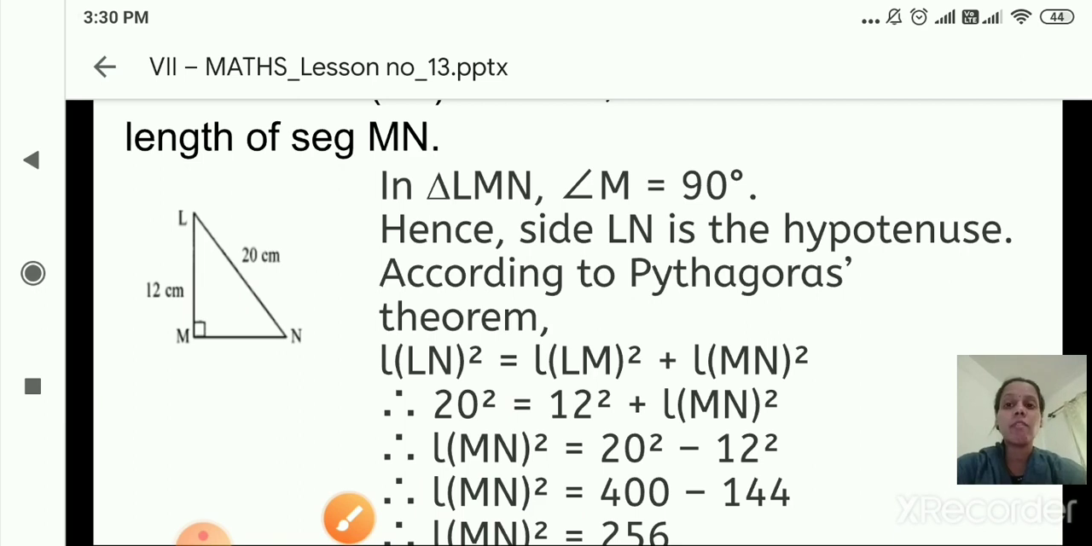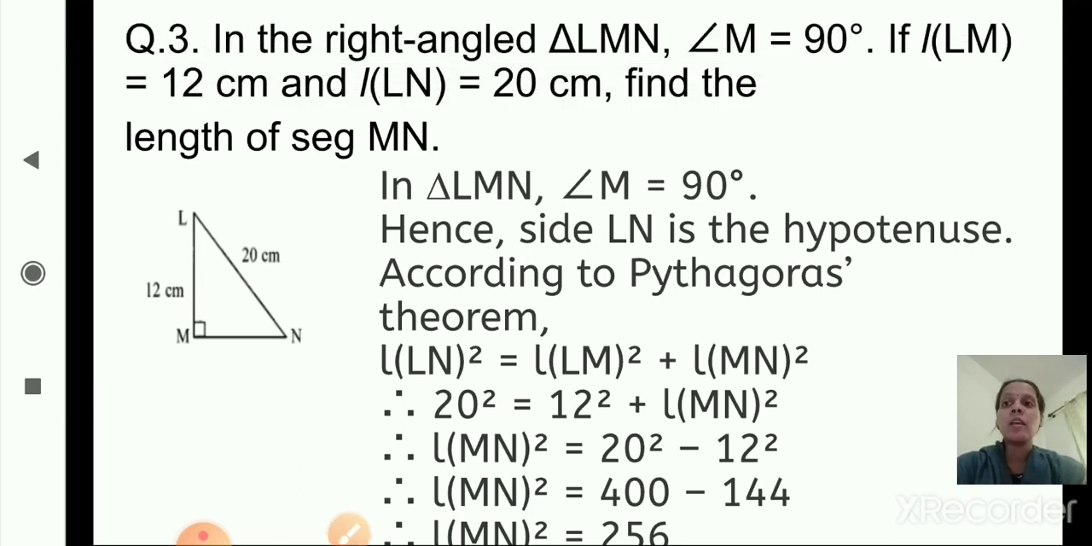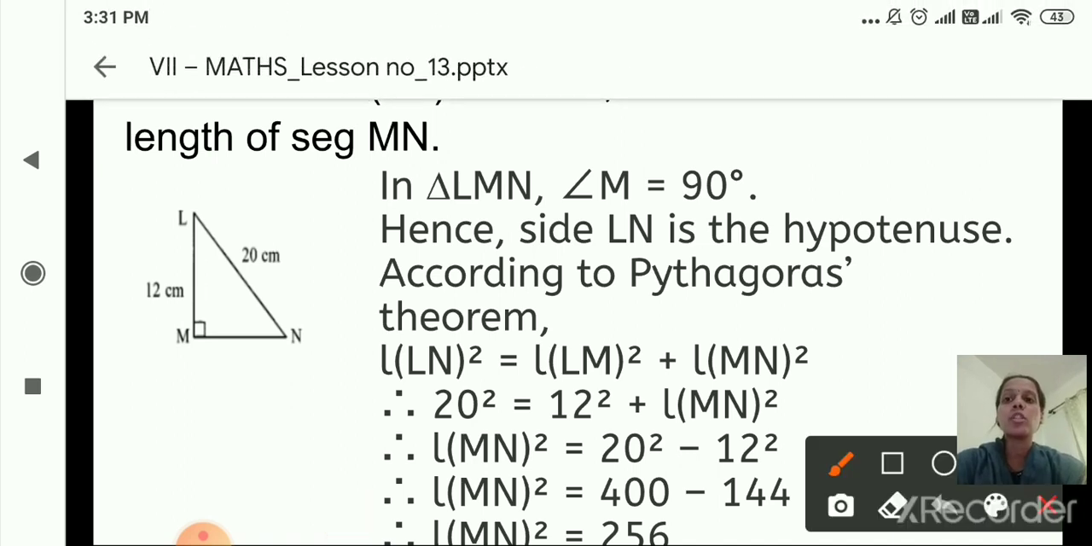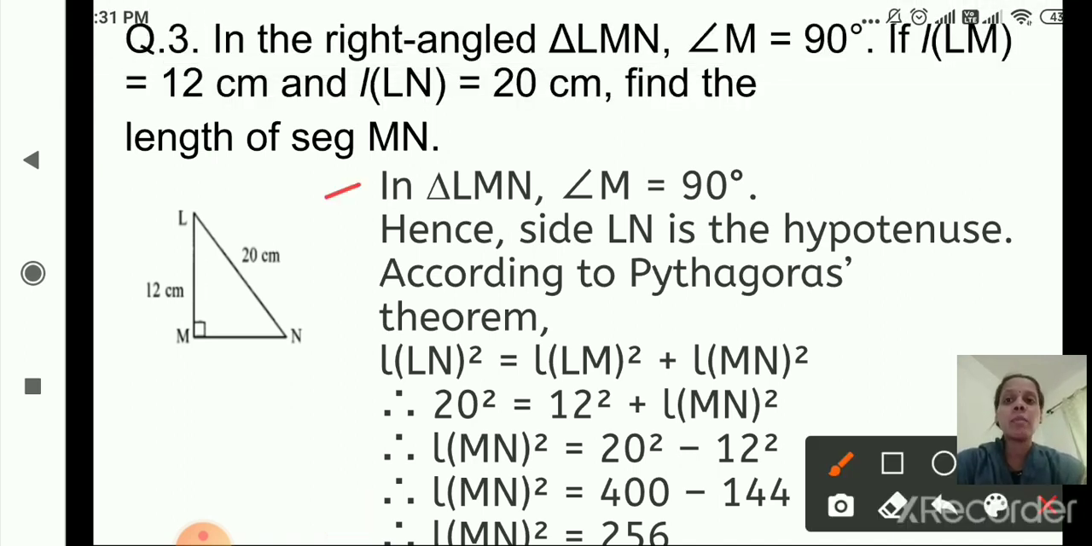Okay, once again we will see. First we will draw the figure. This is right angle triangle LMN, angle M is 90 degrees and LN is the hypotenuse. Then we will write down the measures. LM is given 12 and LN is given 20. MN we have to find out. So in the solution, first we will write down, in triangle LMN, angle M is 90 degrees. Hence side LN is the hypotenuse, the side opposite to the right angle. Then according to Pythagoras theorem, hypotenuse square means LN square is equal to LM square plus MN square, or while writing you can write MN square plus LM square, that is also correct.